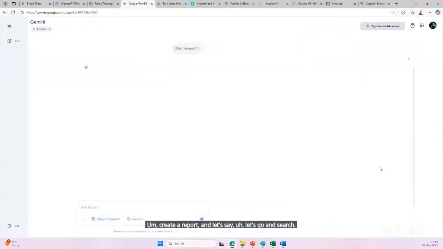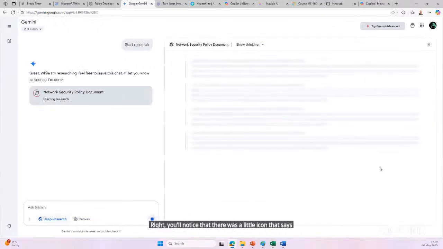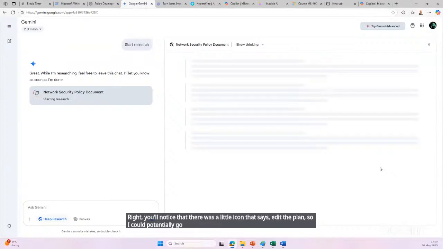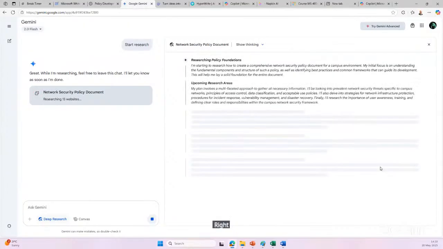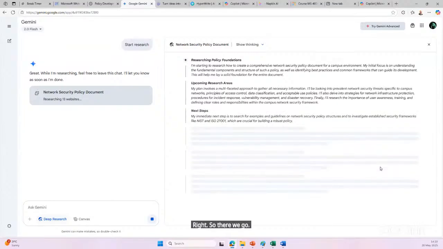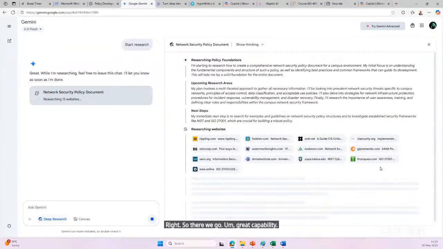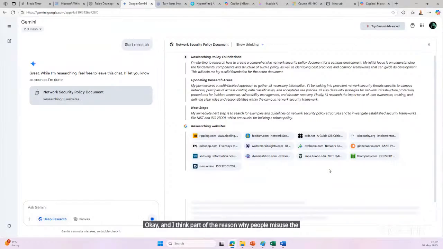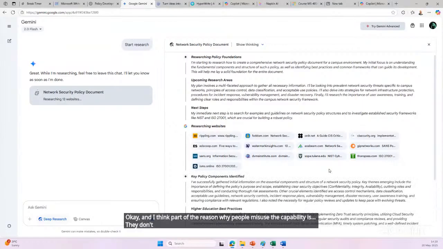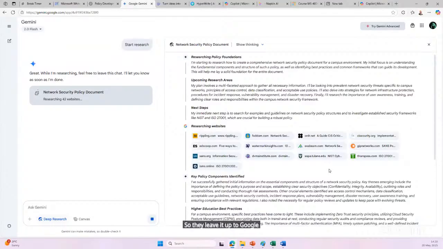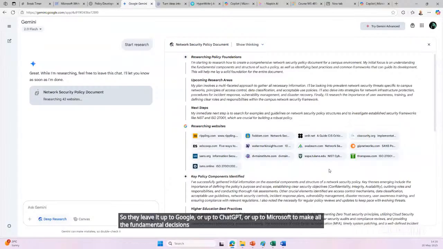All right, you'll notice that there was a little icon that says edit the plan, so I could potentially go and add steps to my plan if that's what I wanted to do. All right, so there we go. Great capability, but people misuse this capability. I think part of the reason why people misuse the capability is they don't want to take responsibility for the result. So they leave it up to Google or up to ChatGPT or up to Microsoft to make all the fundamental decisions, and that is not the right thing to do.